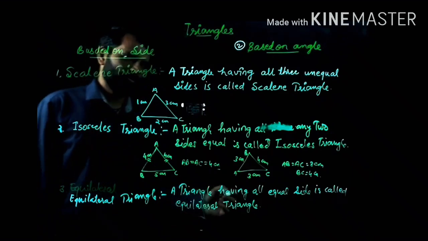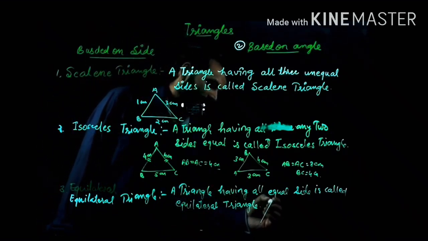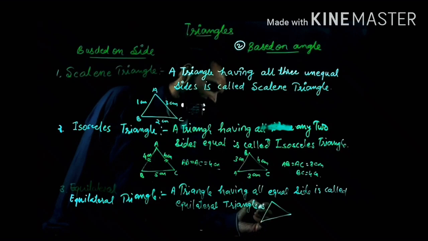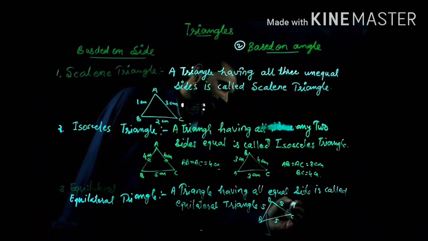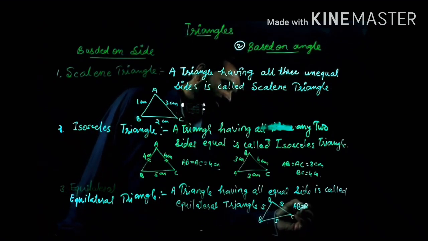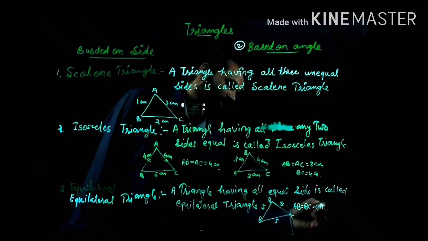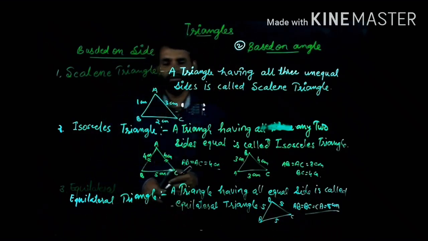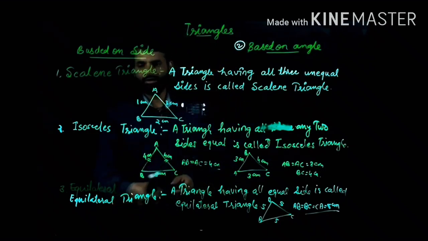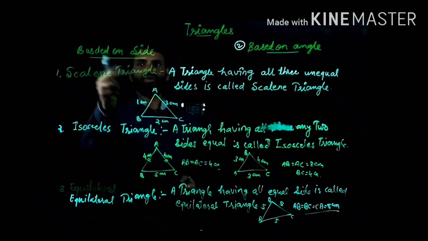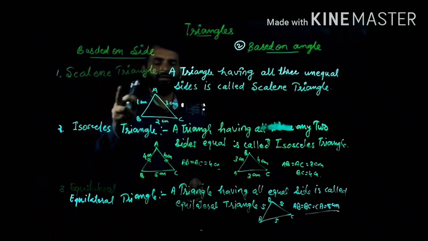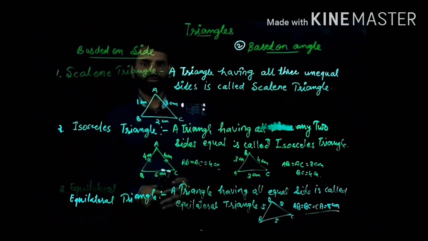Here is one example. Suppose all sides are 5 centimeter, 5 centimeter, 5 centimeter. In triangle ABC, all sides are equal. AB equal to BC equal to CA is 5 centimeter. This type of triangle is called an equilateral triangle. It means the name of the triangle according to side is scalene triangle, isosceles triangle, and equilateral triangle.